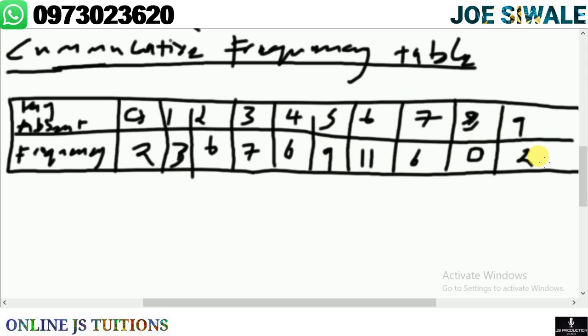So if we have that information, from that information we have days absent 0, 1, 2, 3, 4, 5, 6, 7, 8, 9. Then we also have the frequency. So the frequency of 0 is 2, the frequency of 1 is 3, the frequency of 2 is 6, the frequency of 3 is 7, the frequency of 4 is 6, the frequency of 5 is 9, the frequency of 6 is 11, the frequency of 7 is 6, the frequency of 8 is 0, and the frequency of 9 is 2. And you have been told to construct a cumulative frequency table. So you need to include the data values, the frequencies, and the cumulative frequencies.